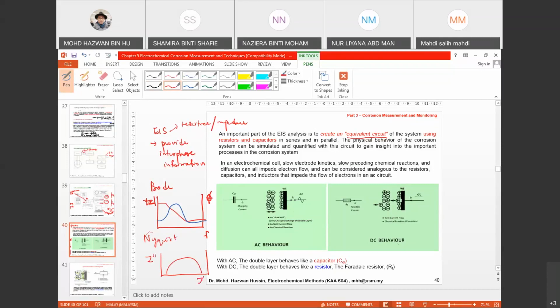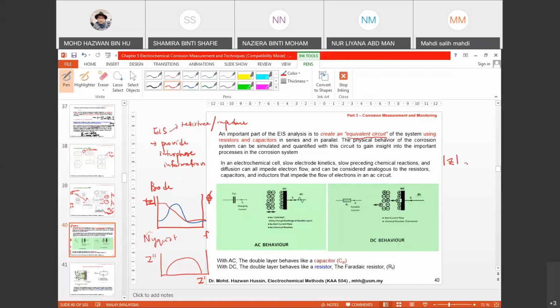We have not come to this part yet, but maybe I'll just show you what the result will look like when you do a simple corrosion process of steel in water or in electrolyte. For the Bode plot, the plot is basically modulus Z.